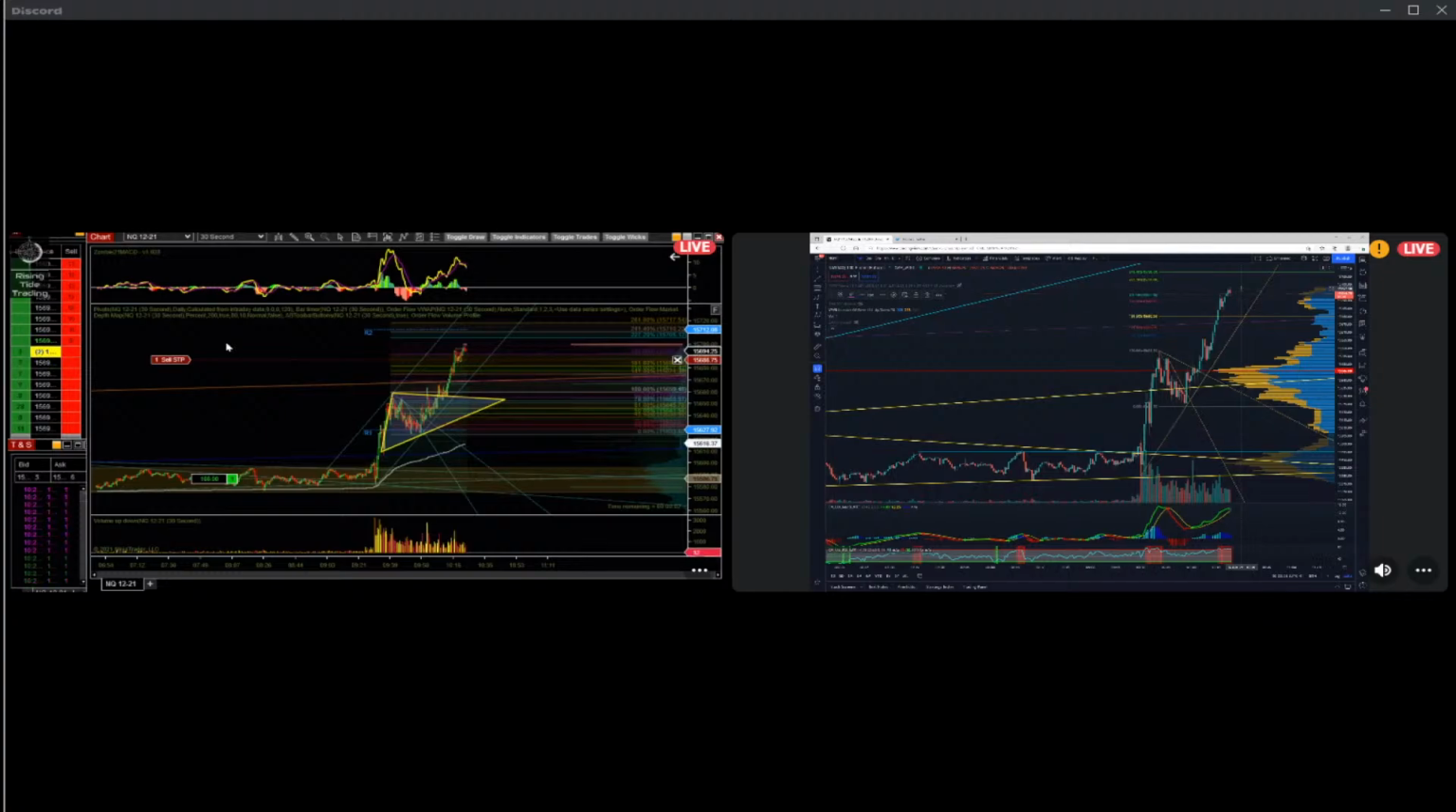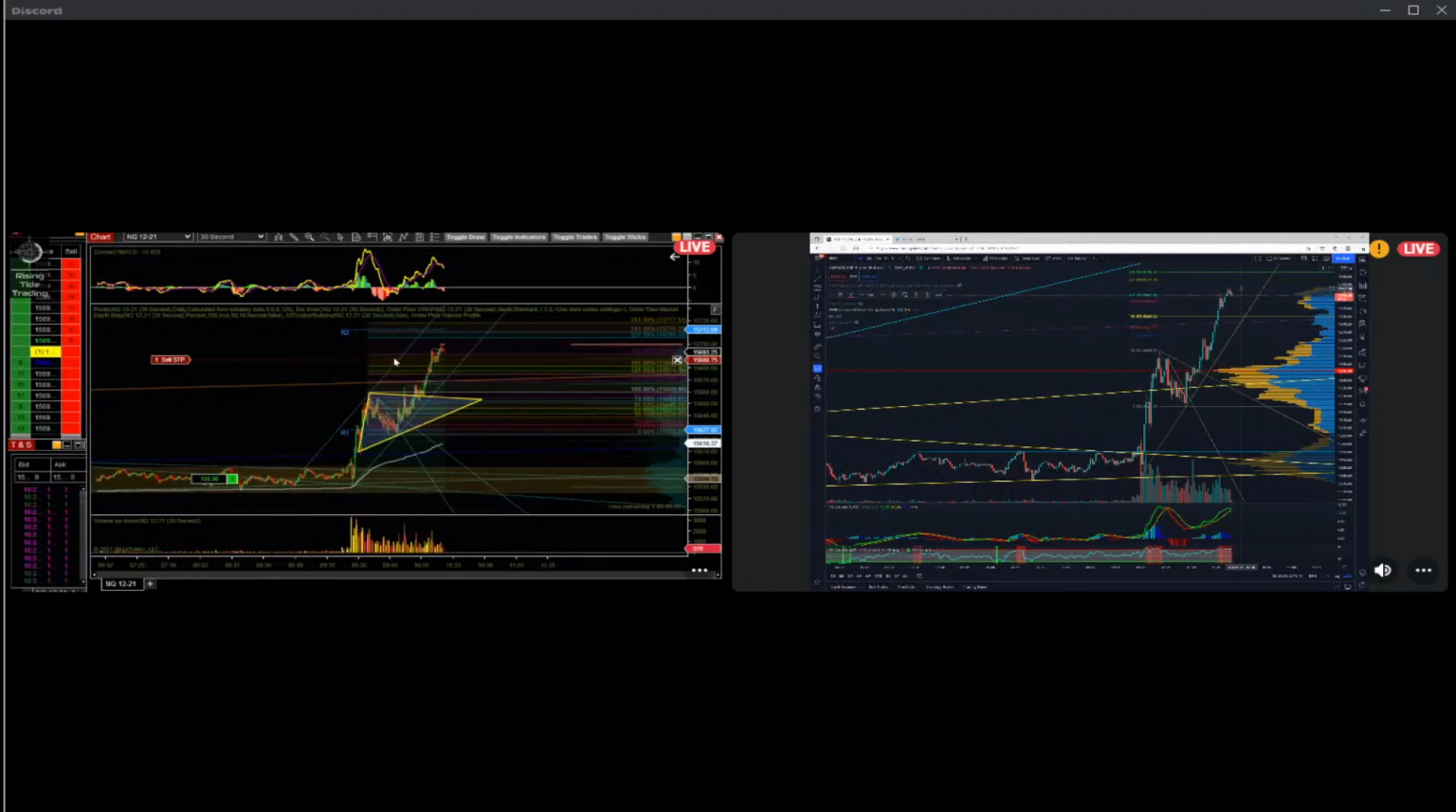Nice, nice. I didn't want to close it, but I'm probably better off, because I figure it's going to consolidate here for a bit, and it could easily drop down 10 points, and that's basically where my stop was at. It could continue going up, but it'll probably fade down.